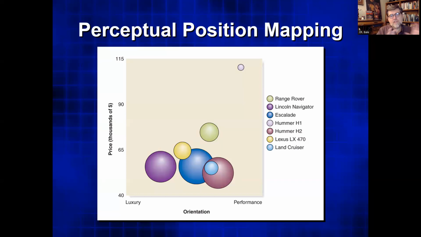So again, this positions the various types of vehicles. Here we see the Lincoln Navigator. That's much more of a luxury vehicle and very popular, judging by the size of the circle. And the Land Cruiser, which is in blue at the bottom, is again more towards the performance side. And you see the Escalade falls right in the middle. It's a little bit of both.